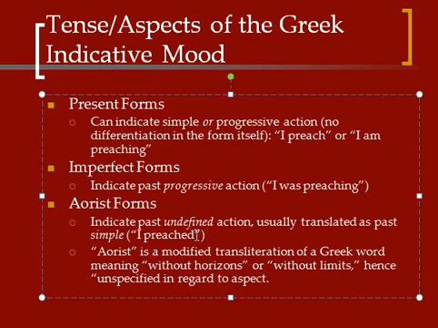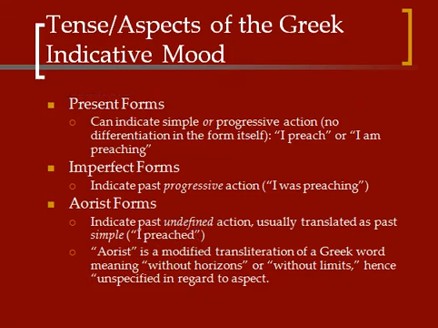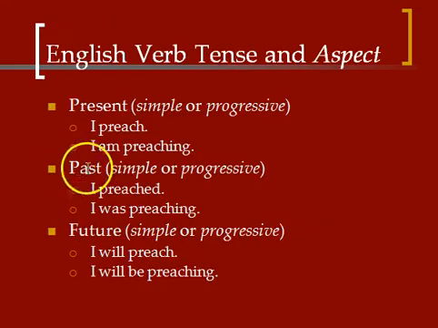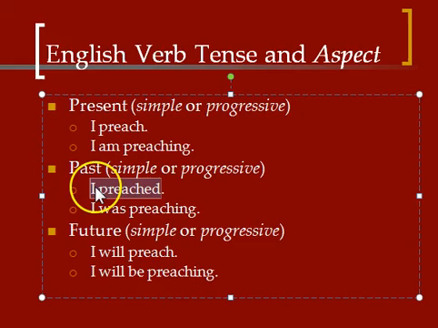We're learning a little bit of new vocabulary here, whereas in English, let's see if I can find that slide again. In English, we talked about simple past or progressive past. In regard to Greek, we're going to talk about the aorist, and just think simple past, and the imperfect progressive past.